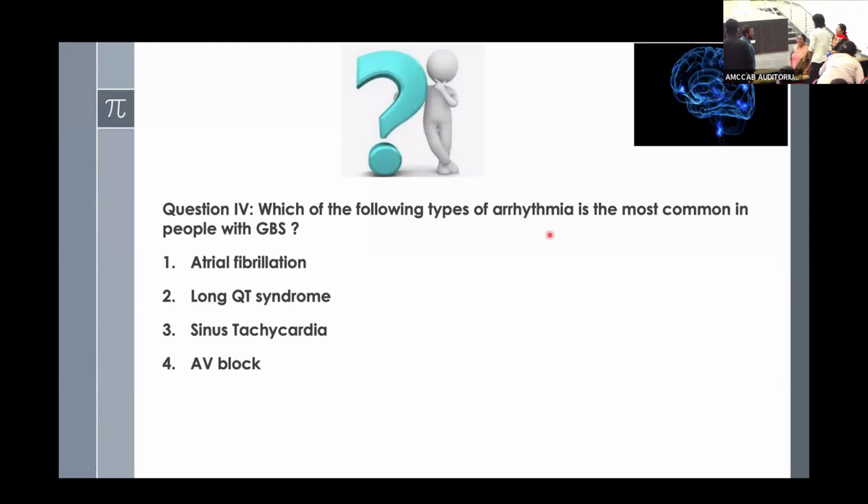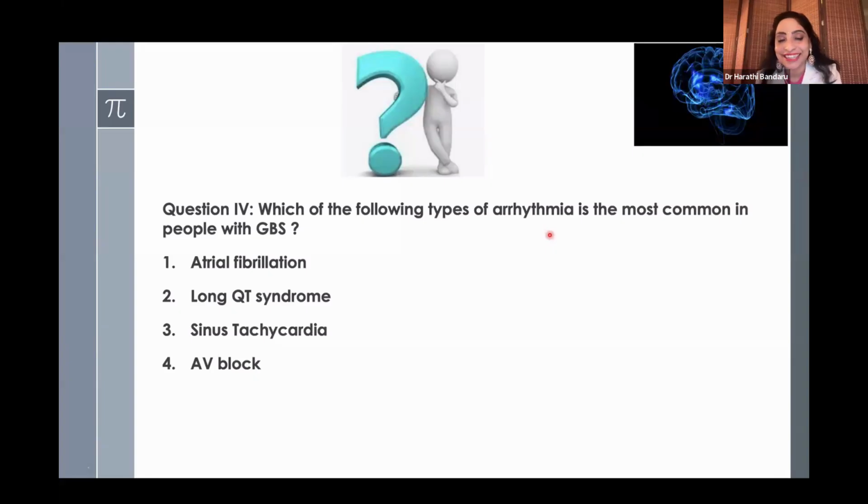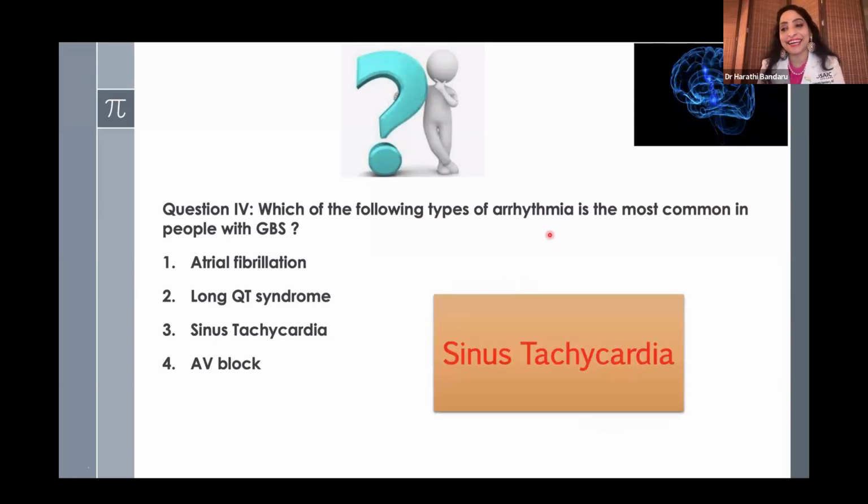Option 4, ma'am. Option 2. You are only left with one option. That's why I'm smiling, you know. All the options are gone. Okay. Sinus tachycardia is the most common. We always think about AV blocks, atrial fibrillation, long QT syndrome, but the most common arrhythmia that you see is sinus tachycardia. That's why you should not rush yourself to treat it. Just keep an eye. That's why we need to monitor the patient in the ICU. You should not rush. Okay. Next, sinus tachycardia.